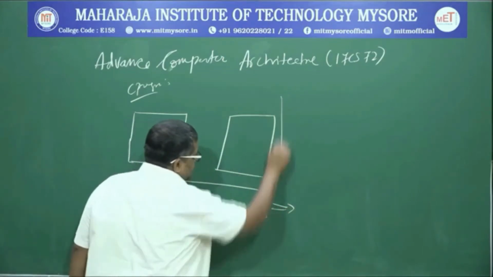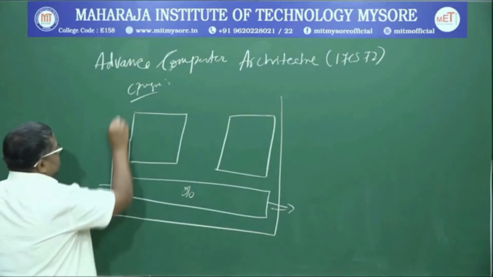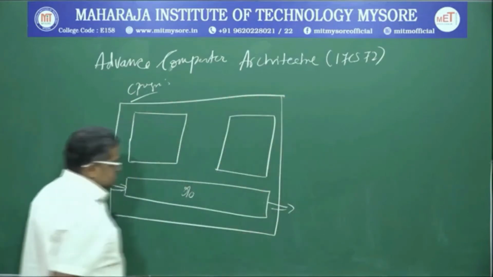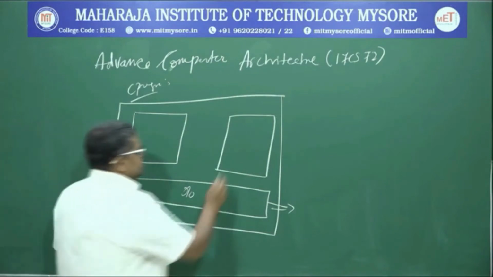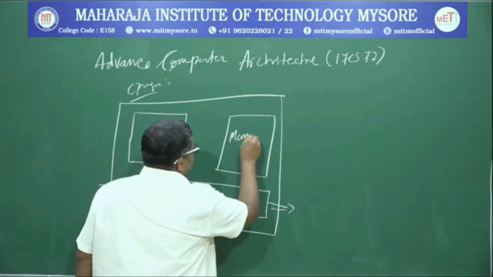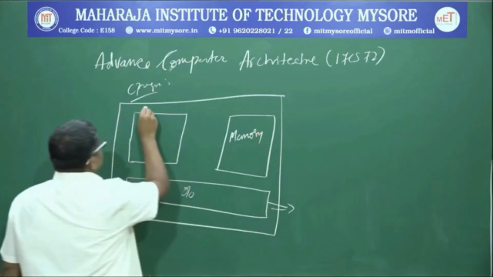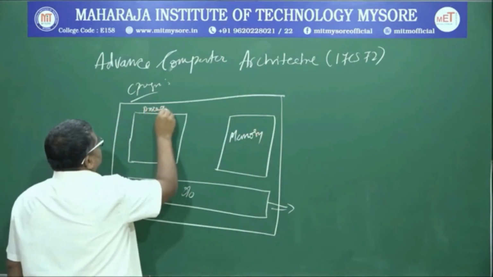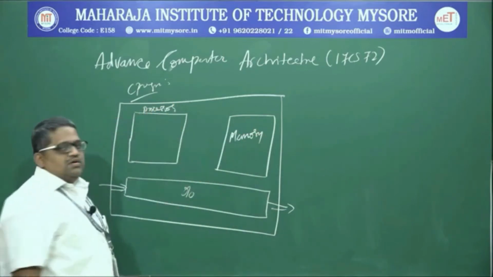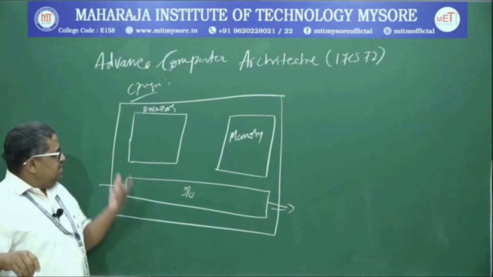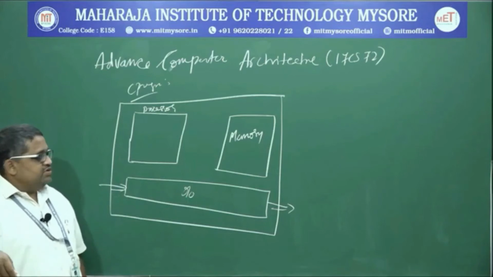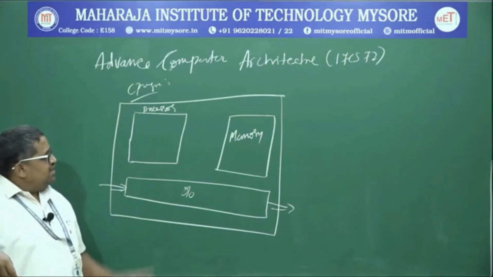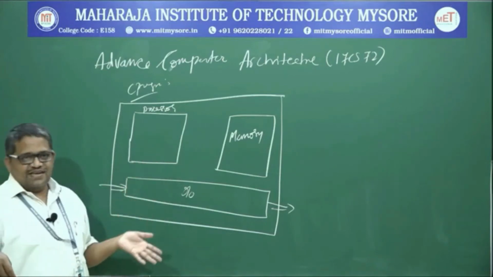I have merged it together, but when you studied in your first semester, it could have been 2 different blocks. The second one is memory. The third one is the processor, or processing unit. Do you recall this block diagram? I believe most of you would recall it, and all these blocks are interconnected.